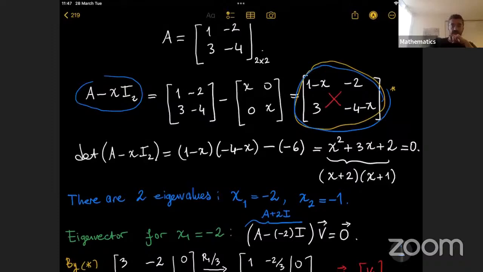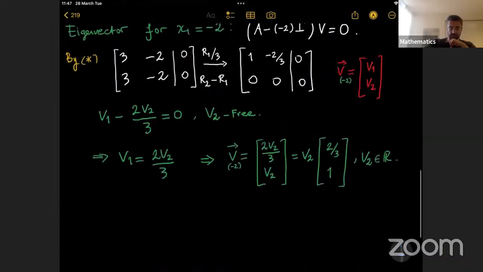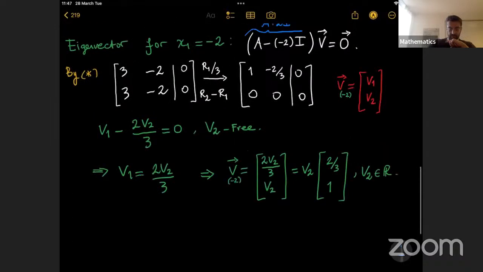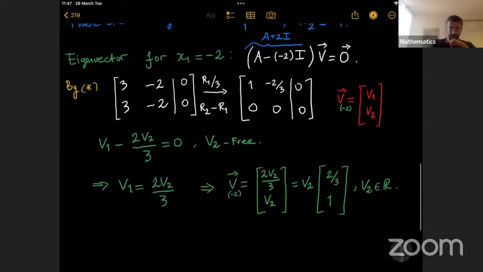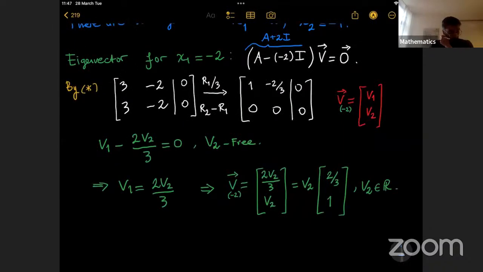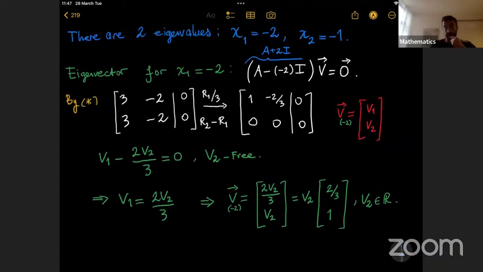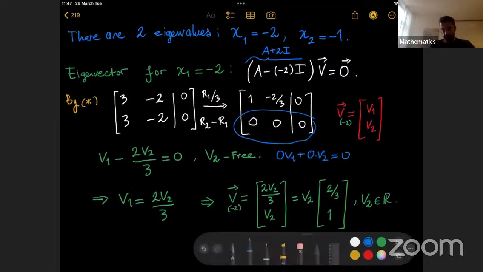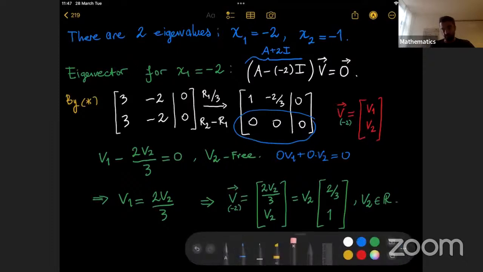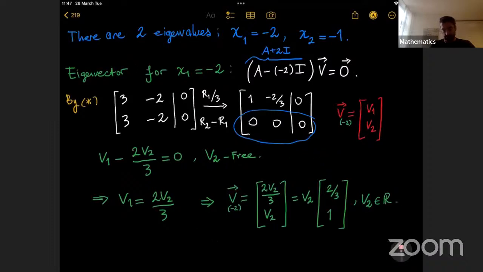There's one question. Isn't V2 zero? No, it's not. V2 can be zero as well, but it doesn't need to be zero, okay? Because this equation tells you that zero times V1 plus zero times V2 is equal to zero. It says basically zero is equal to zero, okay? It doesn't put any condition on V2. It can be zero, but it doesn't need to be, okay?